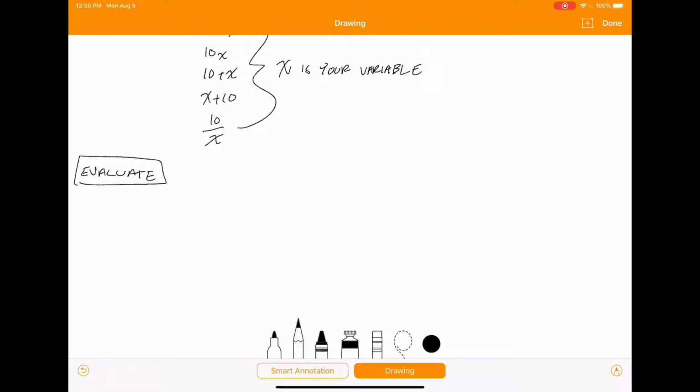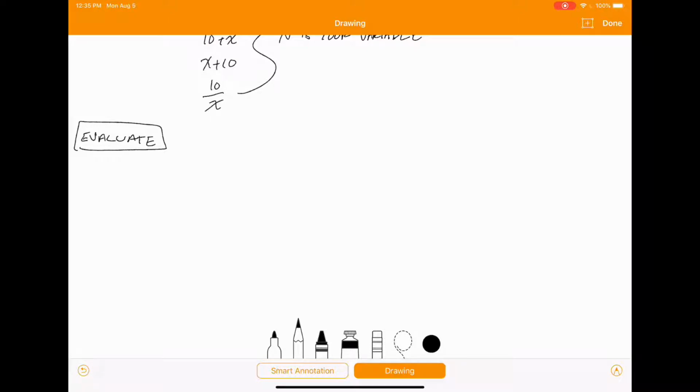So if we were asked to evaluate the variable expression 10x, where x equals 4, we're going to go ahead and take this here. So we're going to plug 4 in for x, in our variable expression. So that's going to be equal to 10 times 4. And then you just perform that multiplication, so 40. And that's going to be our answer. And that's how you evaluate an expression.